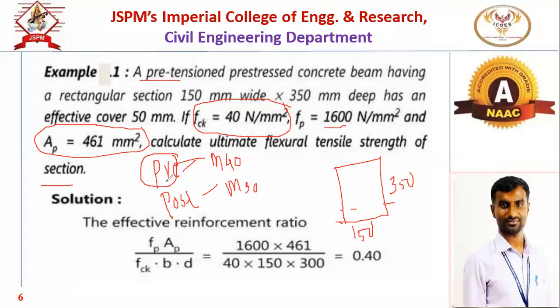In pre-tensioning, we give the tensioning first, then do the concreting, whereas in post-tensioning we do the concreting first, then apply the tension on the cable. That's why the grade for post-tensioning is less compared to pre-tensioning. So for post-tensioning M30, pre-tensioning M40. Okay, so these are the minimum grades.